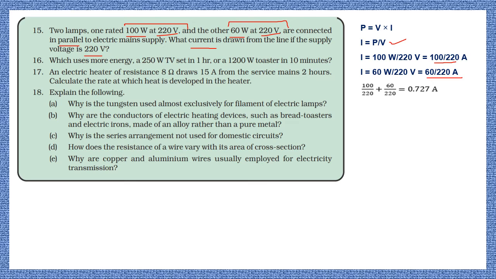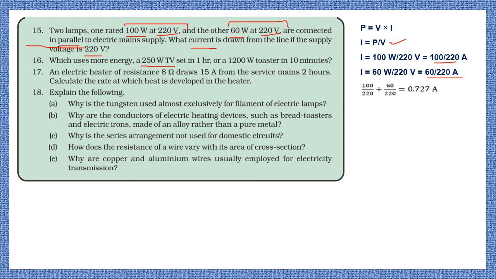So what is the formula for parallel? 1 upon R1 plus 1 upon R2. Find out the value. What current is drawn from the line if the supply is 220 voltage? So 100 upon 220 plus 60 upon 220. The answer will come, 0.727.